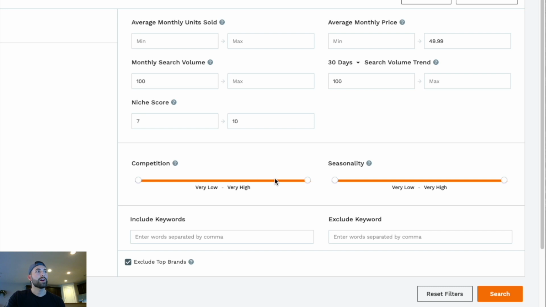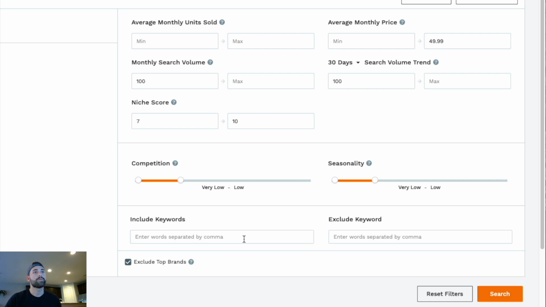This middle section here is your competition. I look for a product that has very low to low competition, and then I do not like to sell seasonal products, so I'll also put that as very low to low. You can also go ahead in here and include your keywords, or you can exclude keywords. There isn't anything specific that I'm looking for right now.